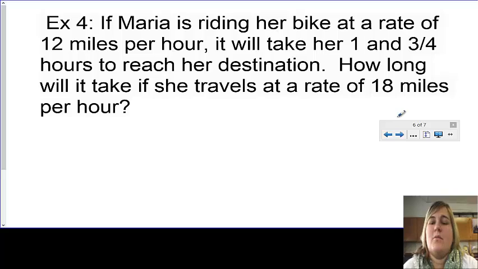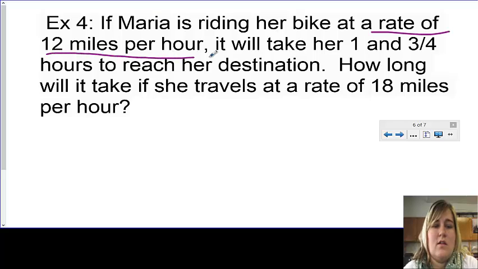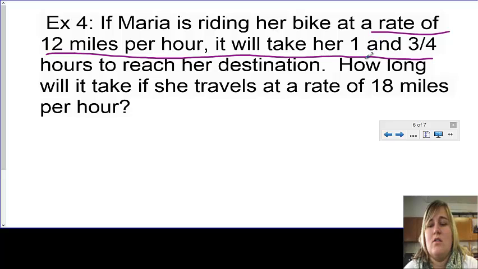If Maria is riding her bike at a rate of 12 miles per hour, it will take her 1 3/4 hours to reach her destination. How long will it take her if she travels at a rate of 18 miles per hour? Okay, so what they're giving me here is two separate things. I know that she's riding at a rate of 12 miles per hour, and that's going to take her this long.